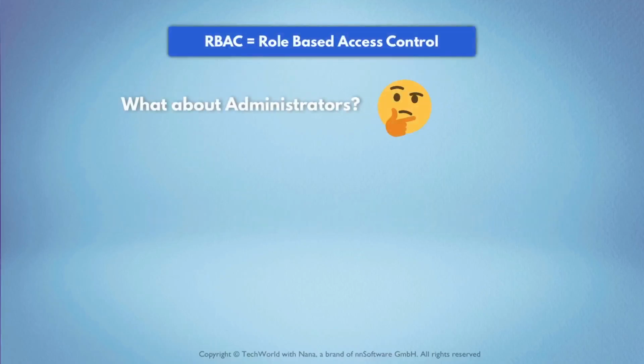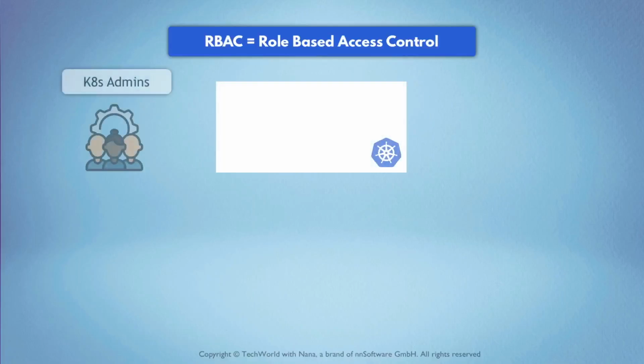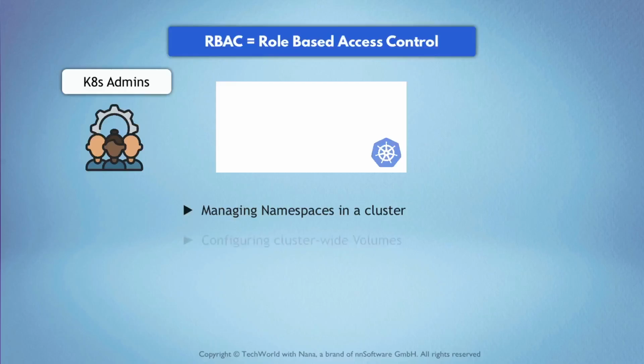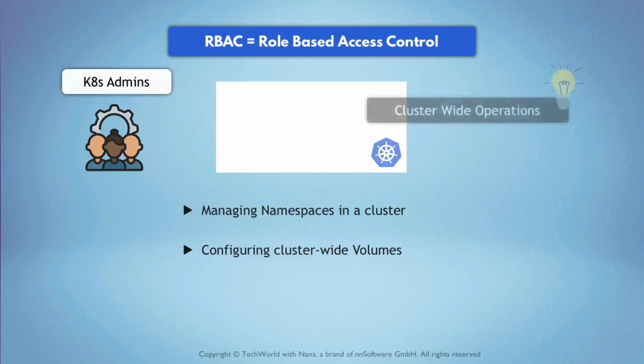Now, what about administrators? Kubernetes administrators obviously are the ones that are administering the cluster. They are managing all the namespaces, configuring the volumes for the developer teams that are available cluster-wide, etc. So they are doing cluster-wide operations. So how do we define their permissions in Kubernetes? Role doesn't work here because a role is limited to a namespace, and admins, as we just said, need cluster-wide access.